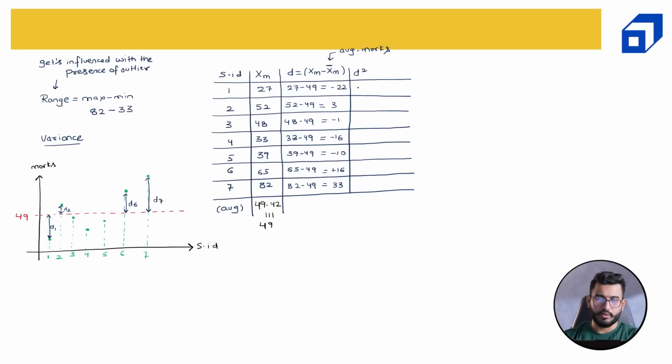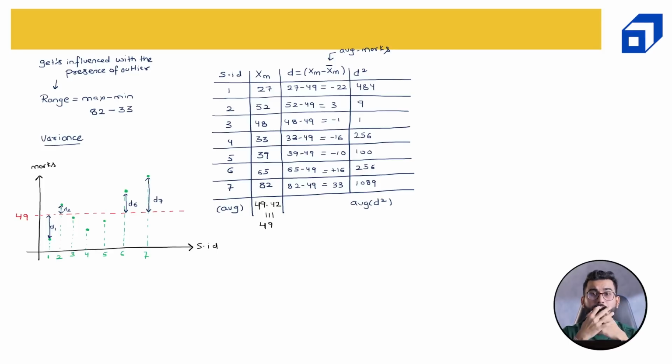So 22 to the whole square is, I have already done it, so 484, 9, 1, 256, 100, again 256 and 1089. Now we will take the average of the distance square. So what we have to take? Average of distance square.